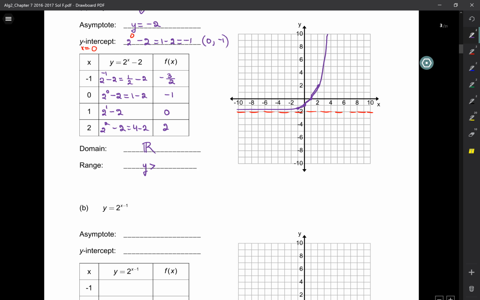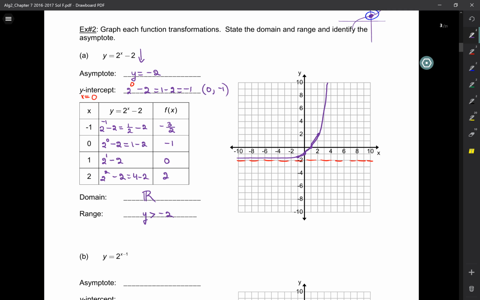Y is greater than -2. So it's always going to be tied to the asymptote, right? It's always going to be greater than the asymptote or less than the asymptote.